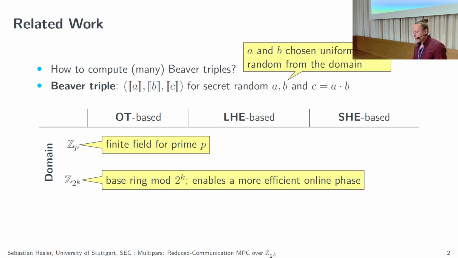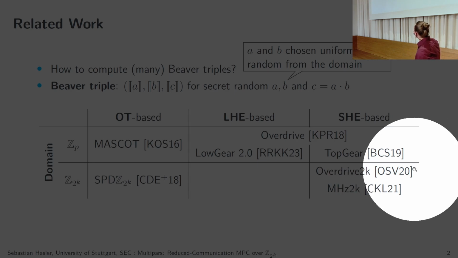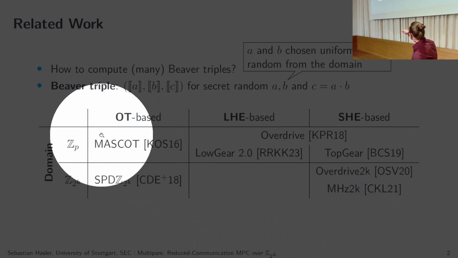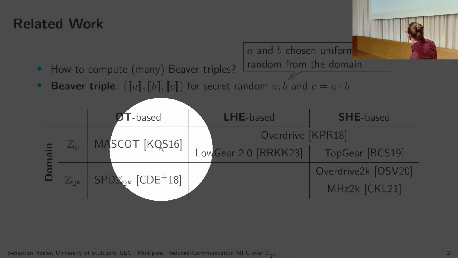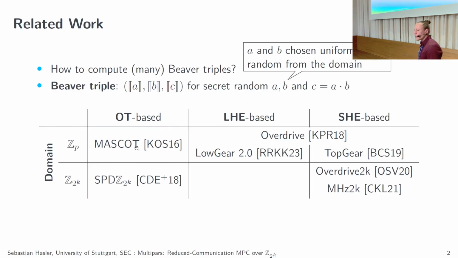And when we have this domain, then of course A and B in our Beaver triple are chosen uniformly at random from the domain, so we can use it as a mask. There have been different works, for instance the MASCOT protocol, which was one of the first practical protocols to do Beaver triple generation. It was oblivious transfer based and very fast, but it still requires a relatively high communication.